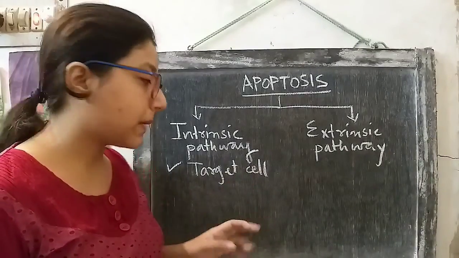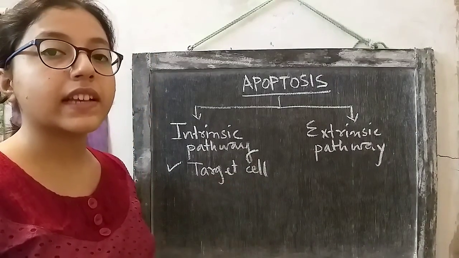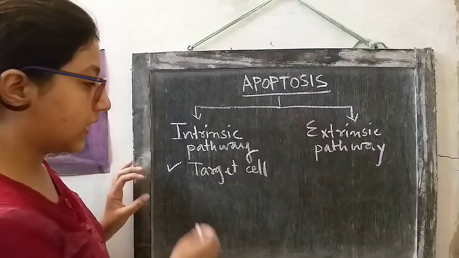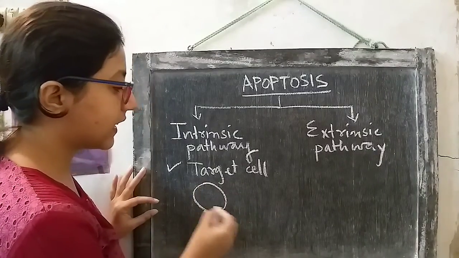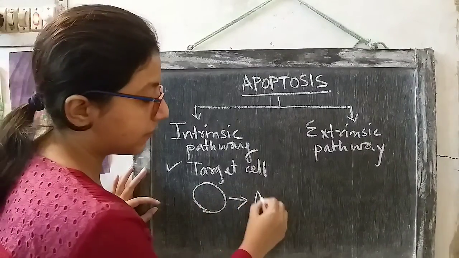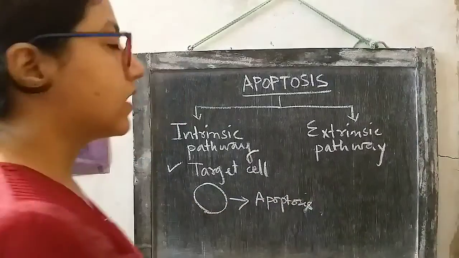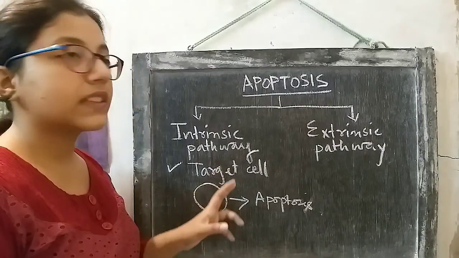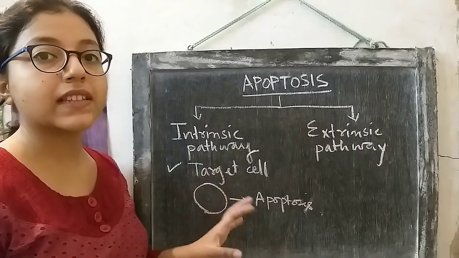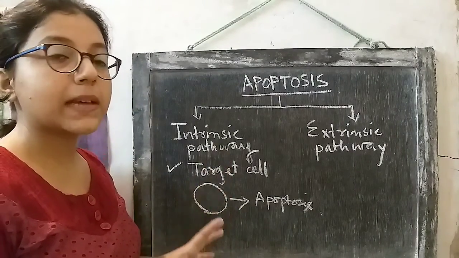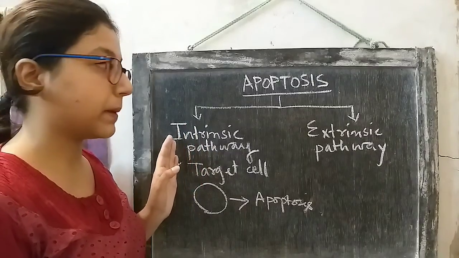In the intrinsic pathway, the target cell itself gives rise to the apoptotic pathway. So if this is the target cell, apoptosis will be initiated by this cell. This type of pathway is called the intrinsic pathway.